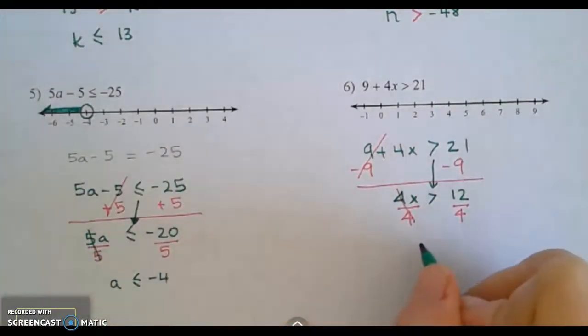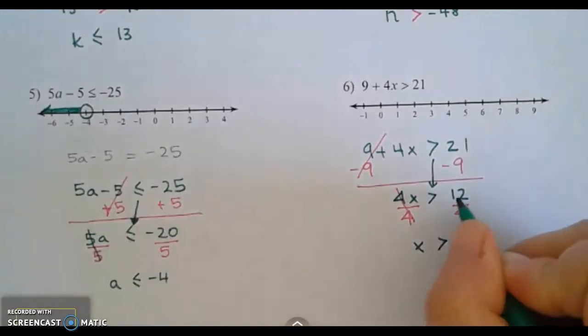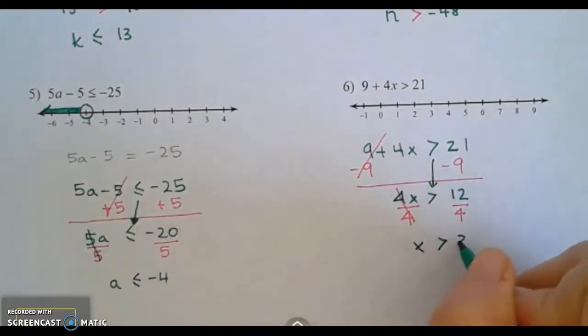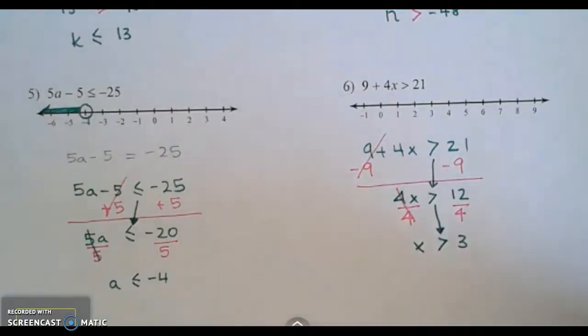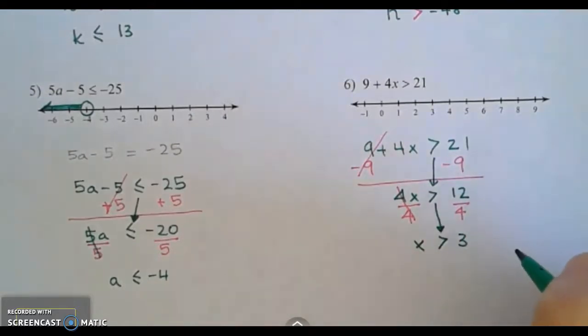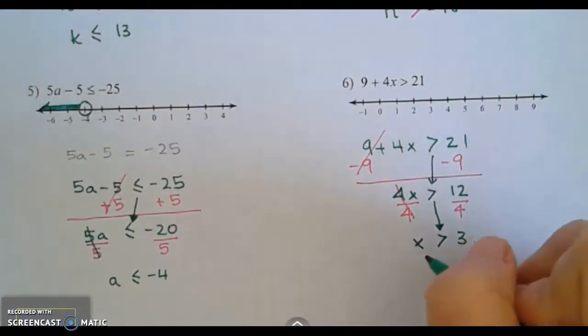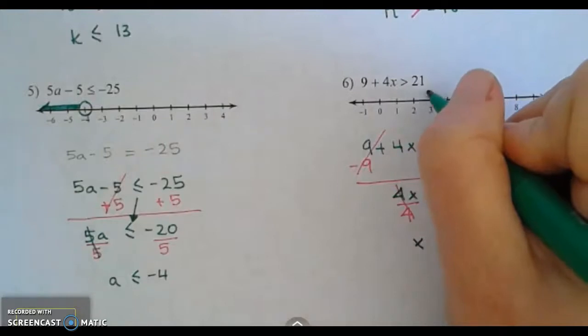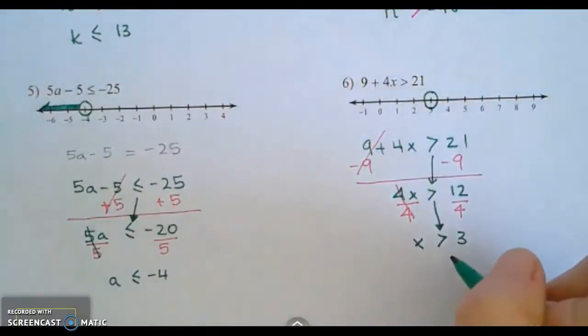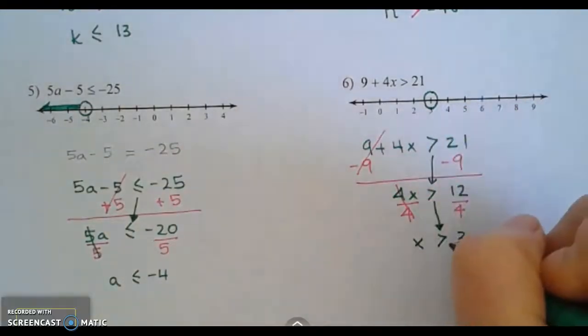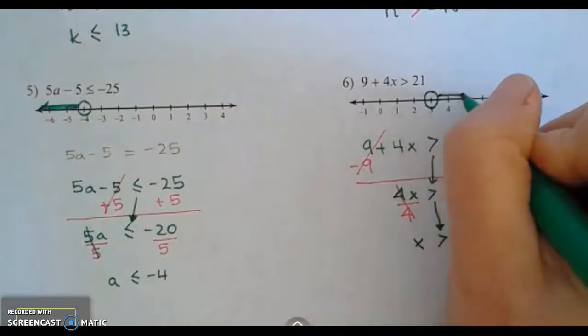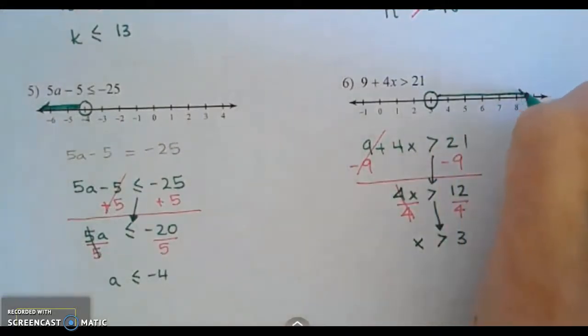That leaves me with x is greater than 12 divided by 4 is 3. And again, the inequality got preserved because I am just dividing by a positive number. If it was a negative number, I would need to flip it. Okay, so then x is greater than 3. So I find my boundary point of 3, and it is going to be open circle because it is greater than. And I am shading to the right as the inequality is pointing to the right.